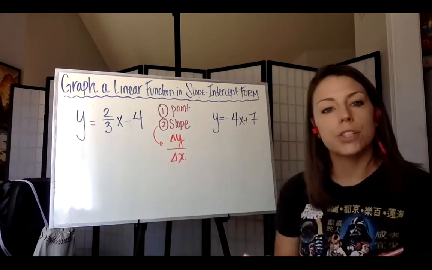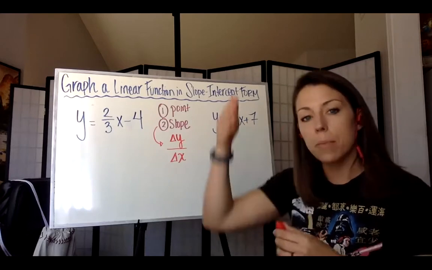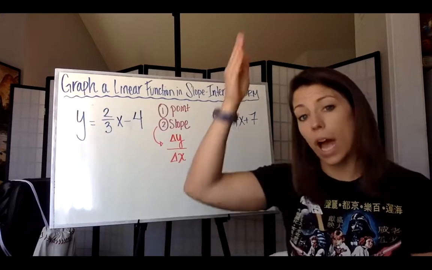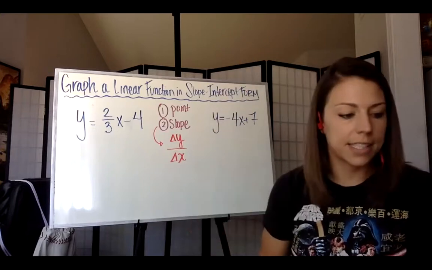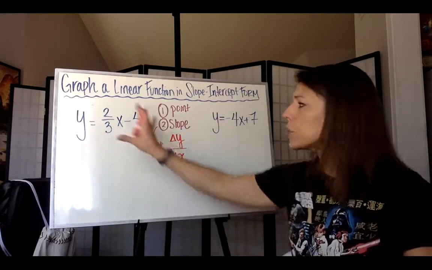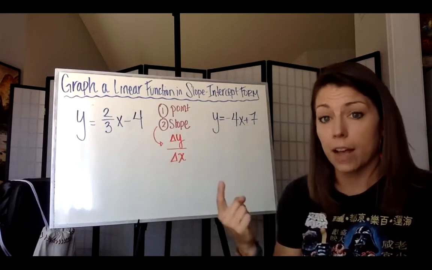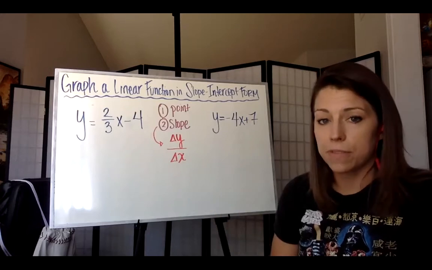Your change in Y is your vertical change. How far am I traveling up or down? And your change in X is your horizontal change. That's because the Y-axis is vertical and the X-axis is horizontal. So when you are given a function in this slope-intercept form, it's very simple to calculate a very specific point and the slope of the line.